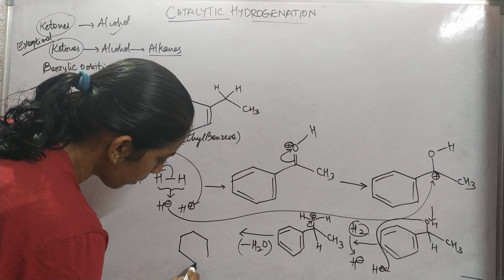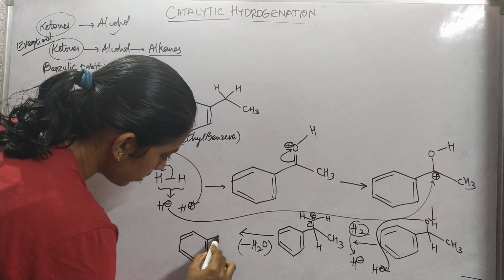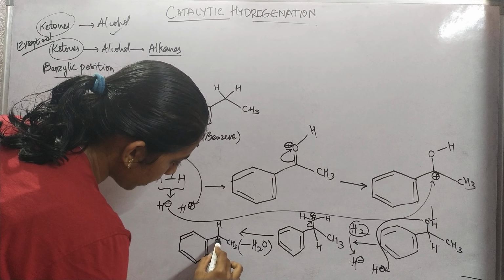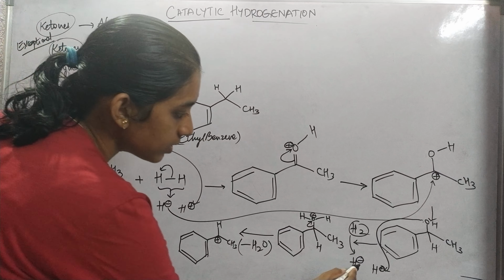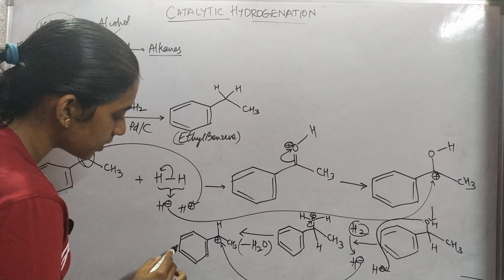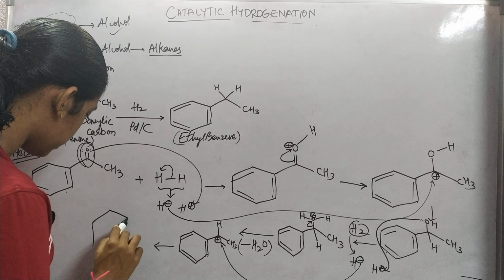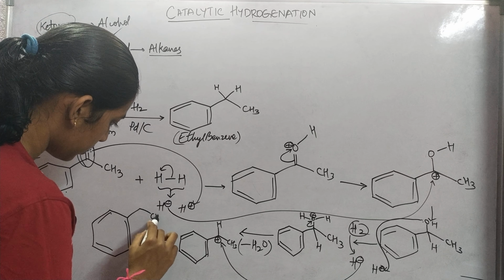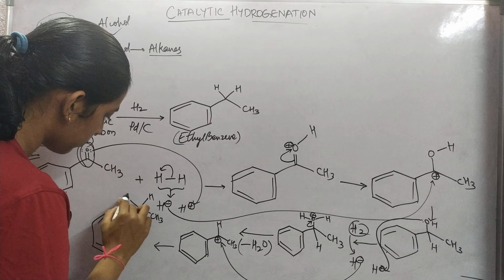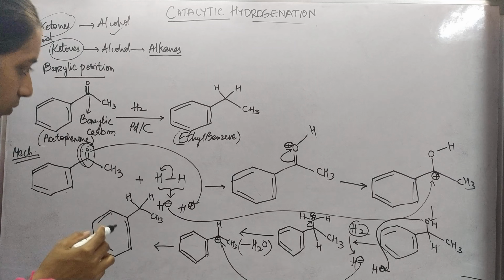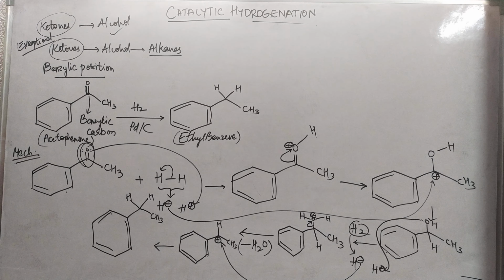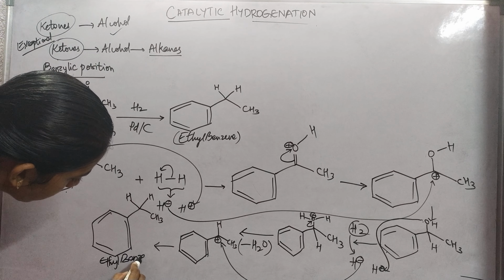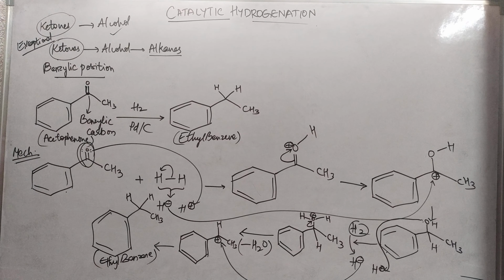Okay, benzene group, CH, CH3, this carbon will be getting positive charge. Now this H minus will attack this positively charged carbon, and it will give us our final product, which is ethyl benzene. CH3, 2 hydrogens. So this can occur only when ketones are present at benzylic position. This is ethyl benzene. So this is catalytic hydrogenation.